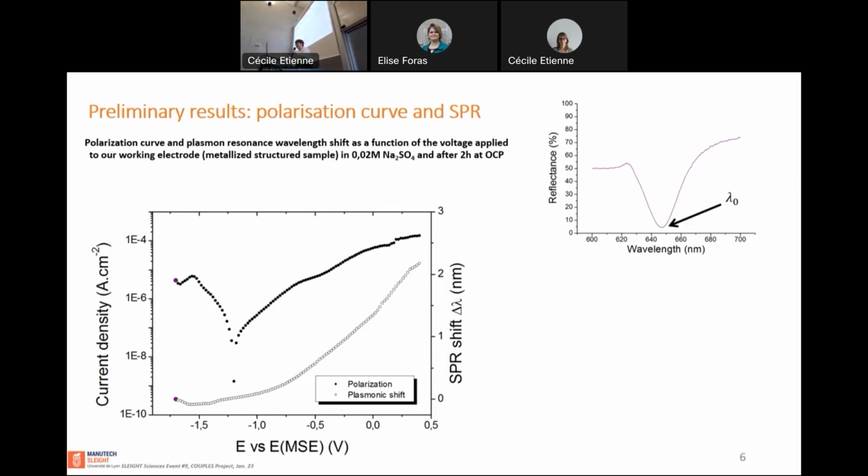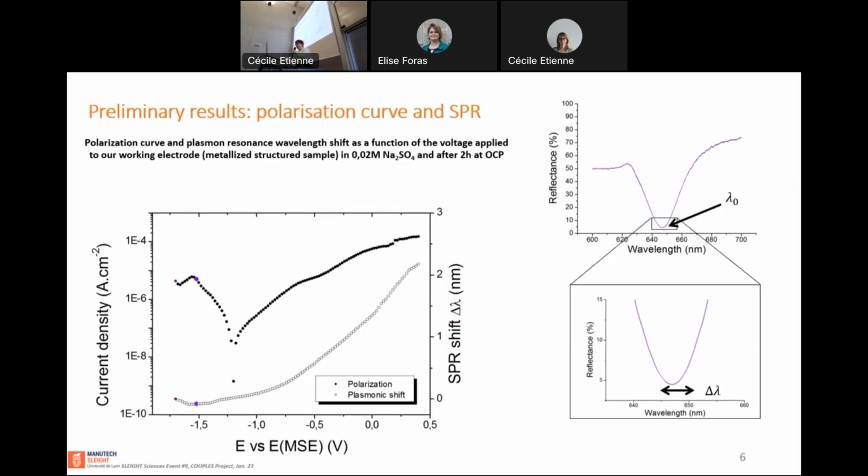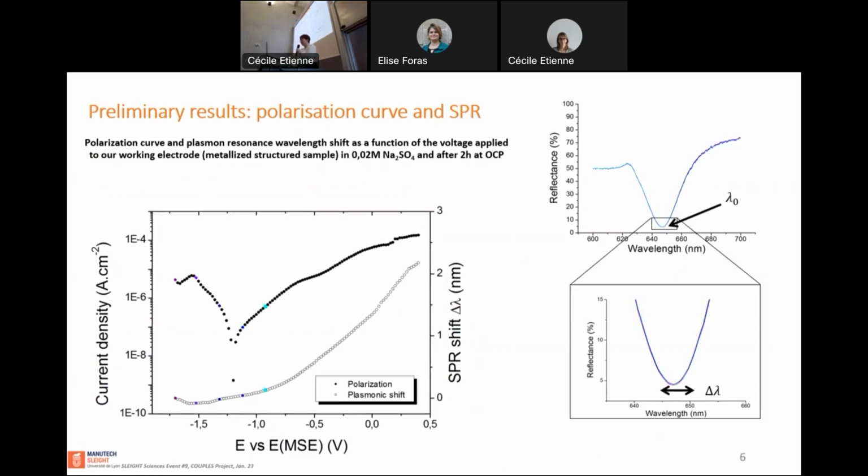And we have extracted the resonance wavelengths, and we have measured all the spectrums during the process. And here is the shift in the resonance wavelengths. And we were able, in real time, to measure this variation in the resonance wavelengths. But at this time, we don't really know about the characteristics of the oxide that we have grown.